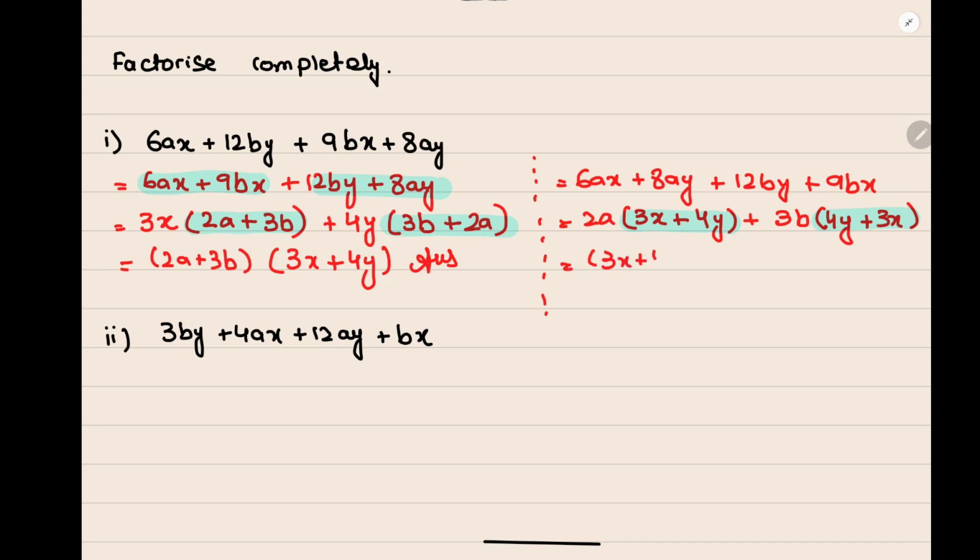So I can write 3x plus 4y. I can take this thing common, and I'll be left with 2a plus 3b inside. This would be my answer. So both of the answers are correct.